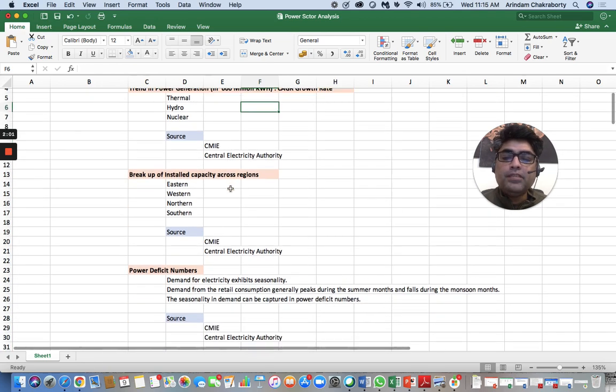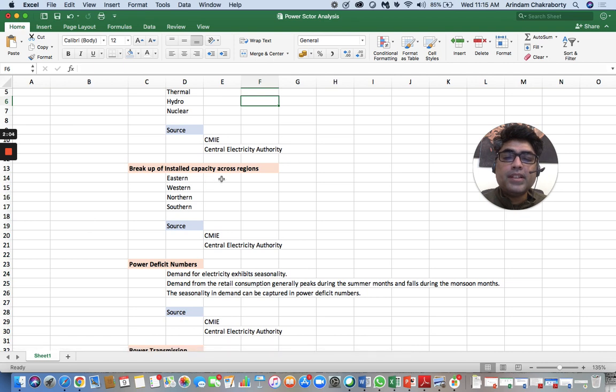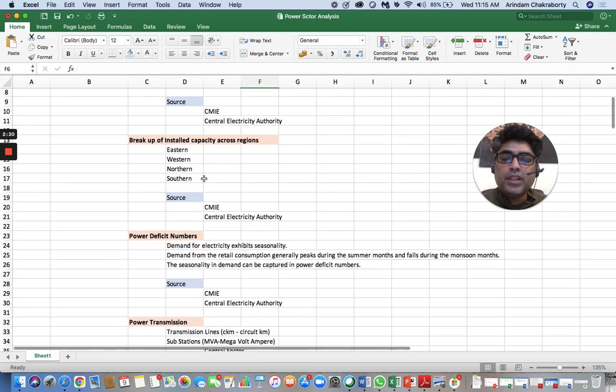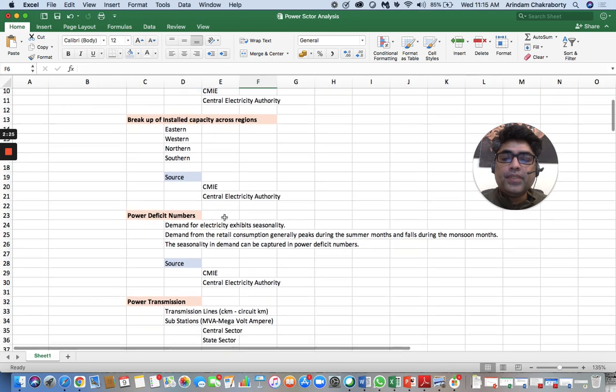Then you have to focus on the breakup of installed capacity across regions. So what is the installed capacity of the different types of power generation that we have in the different regions, like eastern, western, northern, southern, and so on. Again, you may find this information from the CMIE database and the Central Electricity Authority website.